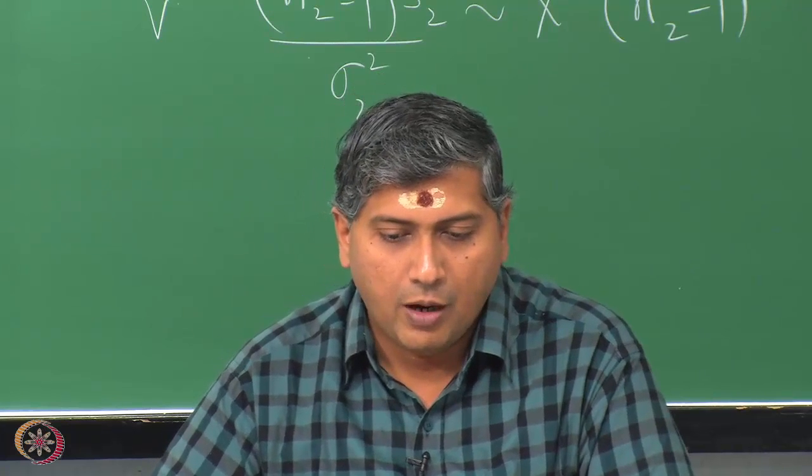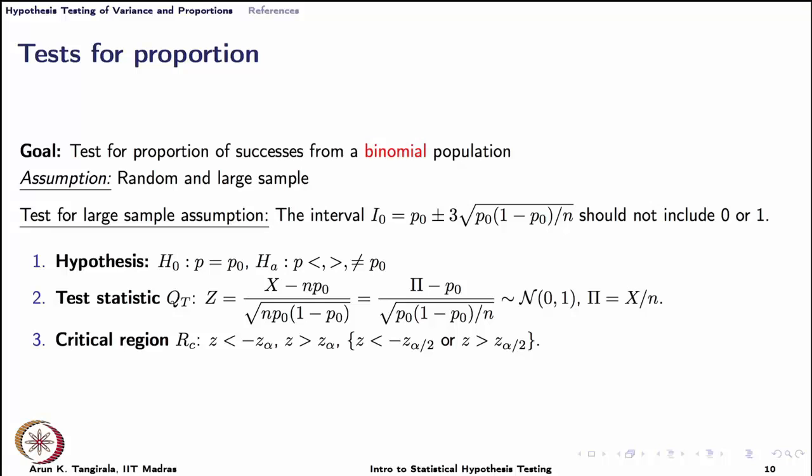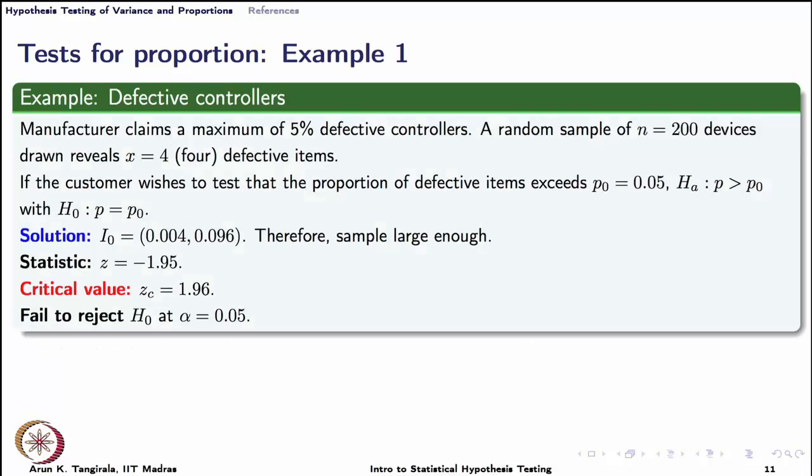So, here, how do you calculate the observed statistic? X is 4, n is 200, p naught is 0.05. Or you can use the other one, the pi that you have, the estimated proportion, which is 4 over 200, minus p naught, where p naught is 0.05. Either way you can compute your z statistic, and it turns out to be minus 1.95, and this is a one sided test. What kind of a one sided test?